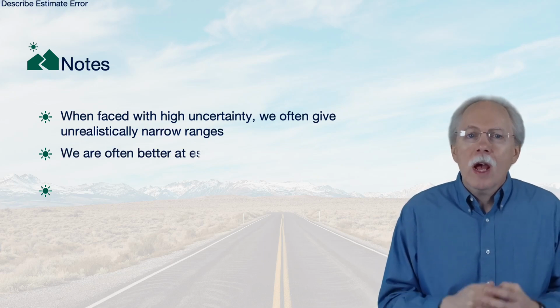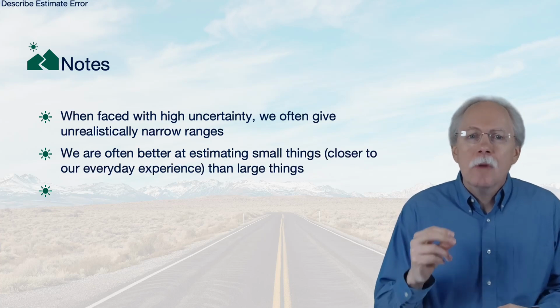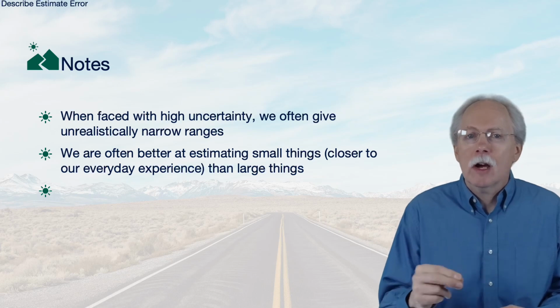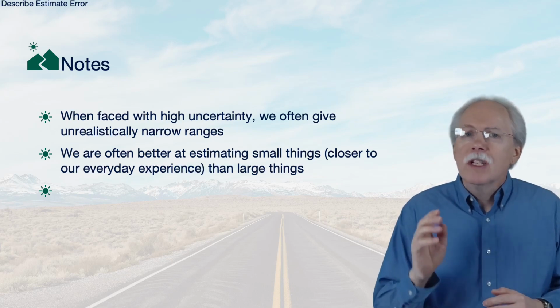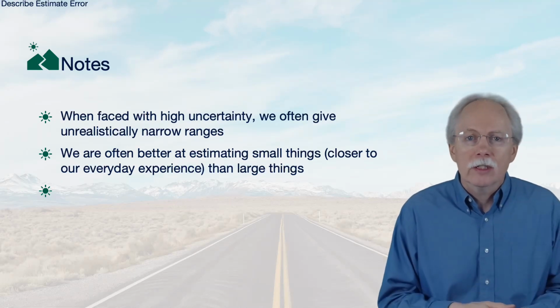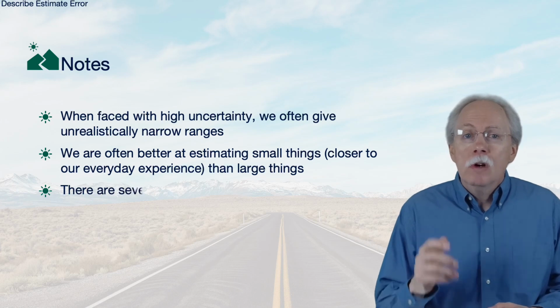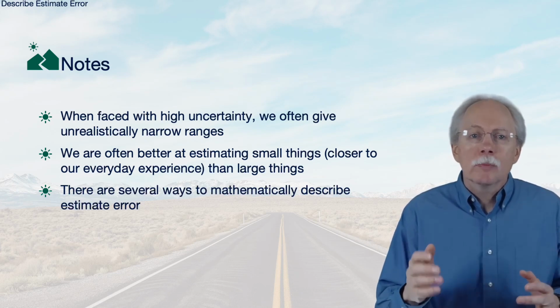Also, we're often way better estimating things very close to our experience. Typically, it is the small things we're talking about when estimating software projects. So, short work, short tasks. We tend to do a lot better estimating those than longer projects and longer releases. Finally, once we start having this error, there's lots of mathematical ways we can use to express that error.